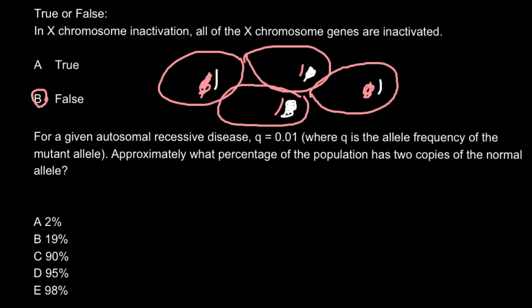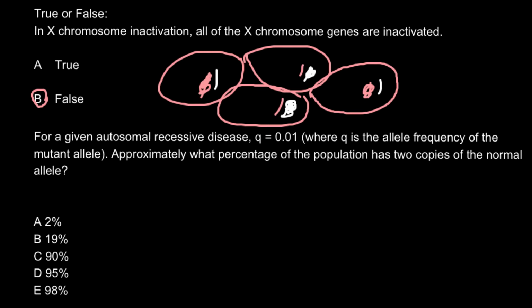And next question: for a given autosomal recessive disease, Q equals 0.01, where Q is the allele frequency of the mutant allele, approximately what percentage of the population has two copies of the normal allele? In order to solve this problem, all you have to know is the Hardy-Weinberg formula that gives us probabilities and frequencies of different genotypes in the gene pool.